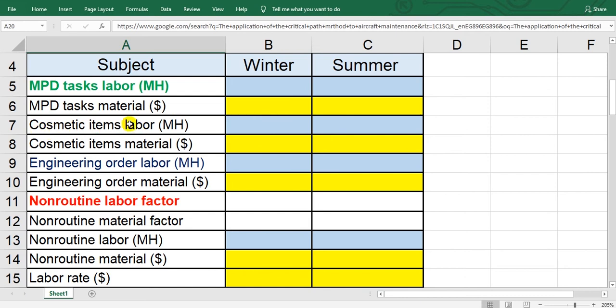Here, cosmetic items mean the appearance of the aircraft, exterior or interior appearance, like cleaning and so on. This is also man hours and materials. Engineering orders also need man hours and materials. I want to point out the engineering orders and service bulletins. When you study some service bulletins, we go to the material.